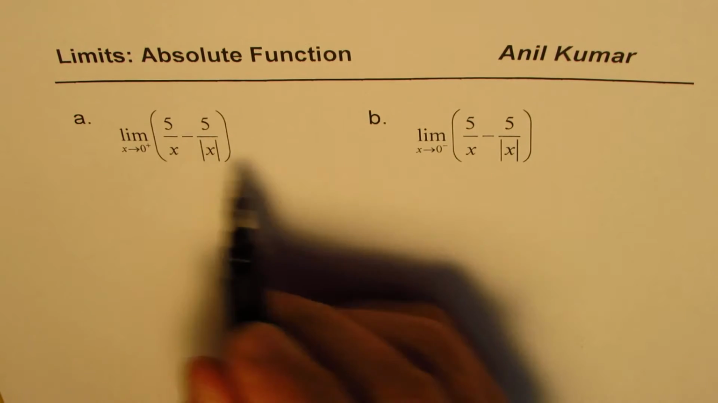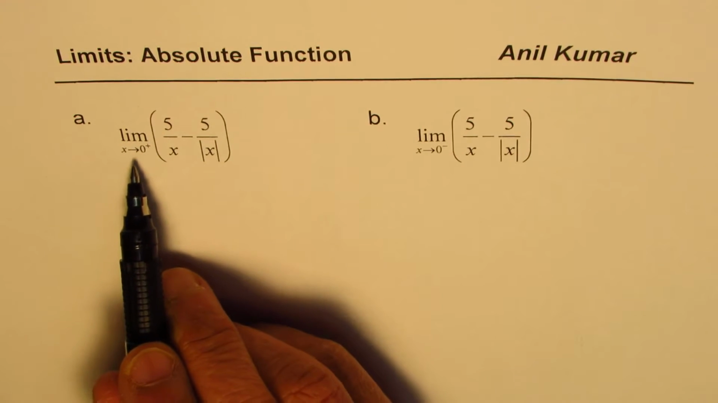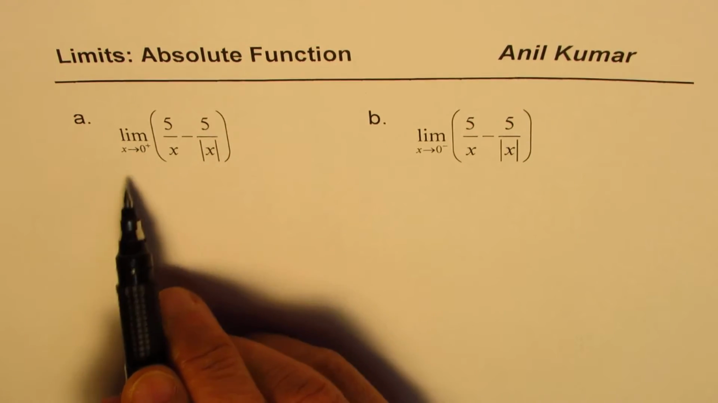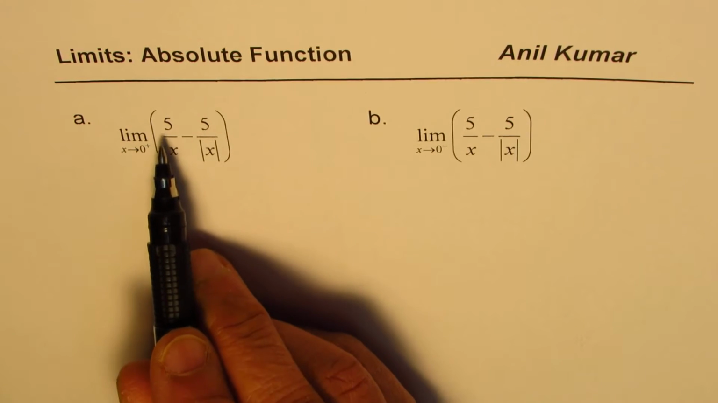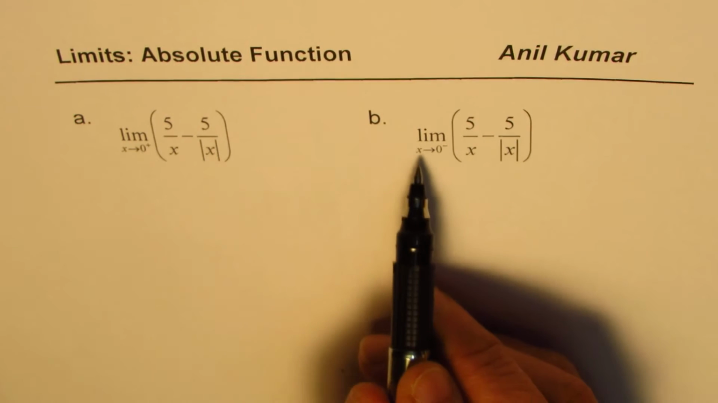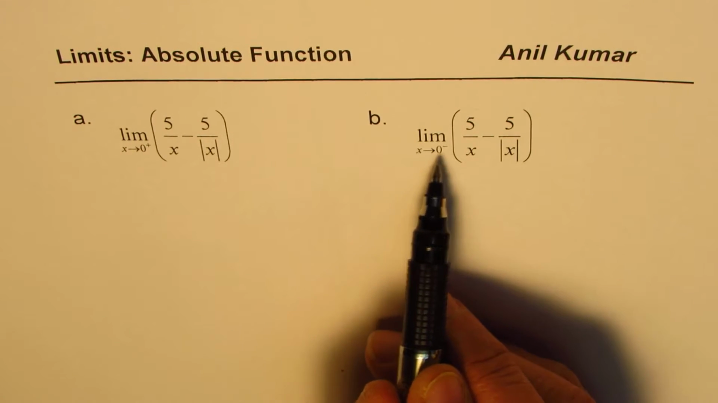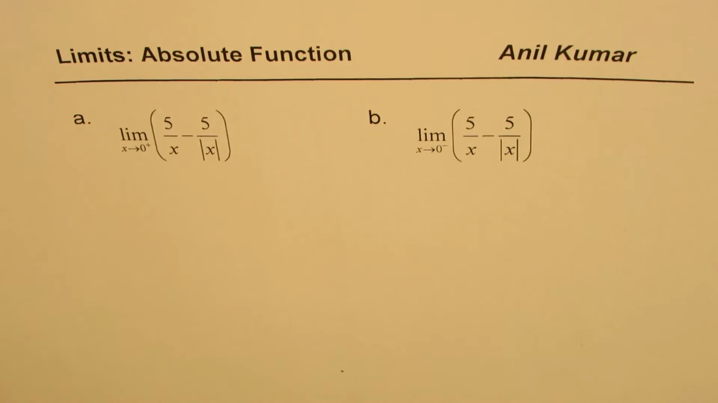So we have two very similar questions here. We need to find the limit as x approaches 0 from the right side, 0 plus, for the function 5 divided by x minus 5 divided by absolute x. Part B is to find the limit of the same function but from the left side, when x approaches 0 from the left side, right? So that is what we will solve in this particular video.